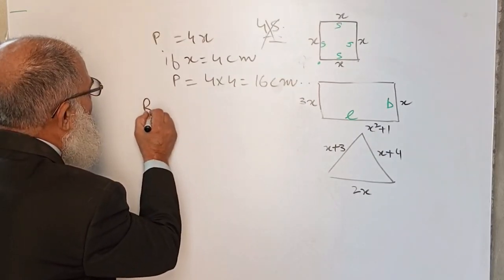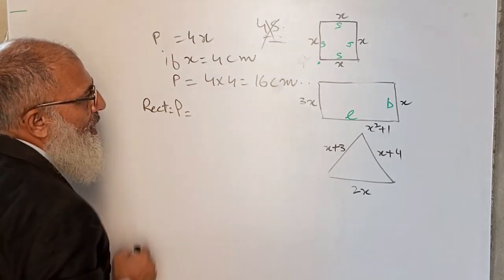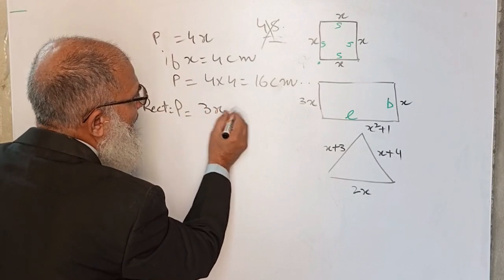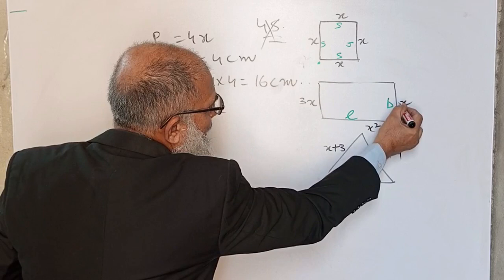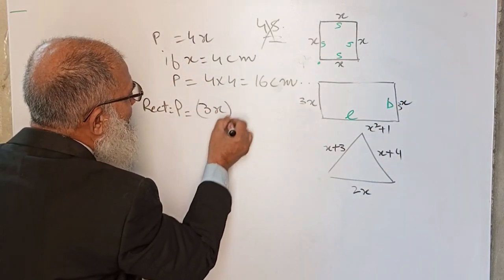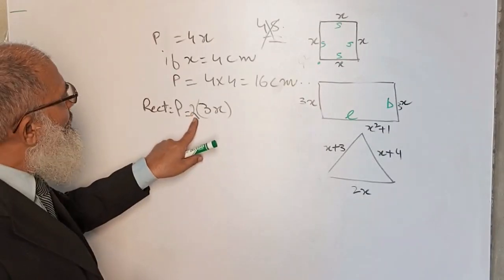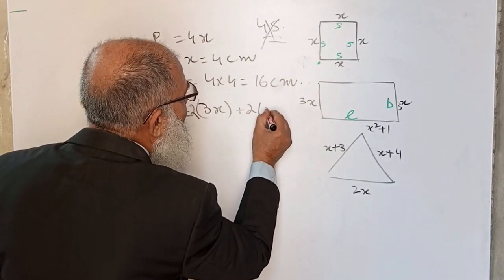For rectangular, p is equal to, now p is equal to 3x. Now there are two 3x. Now this is also 3x and this is also 3x. So 3x plus 3x gives us twice the 3x, and similarly twice the x square plus 1.